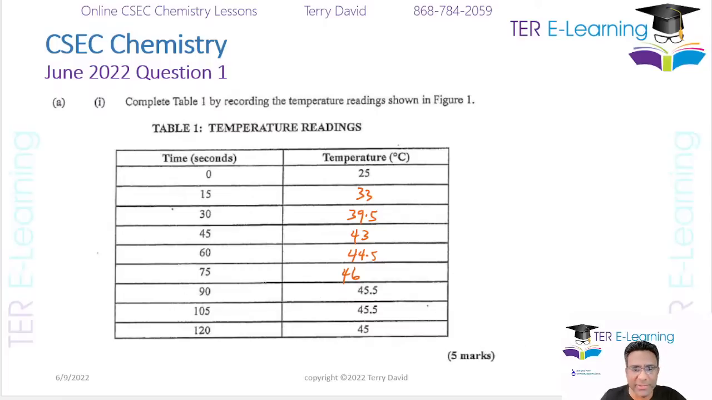So basically, you all got 5 marks just for reading off some temperature readings. That's it. 5 marks just for reading off some temperatures.